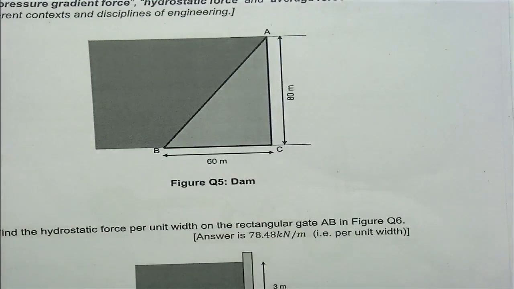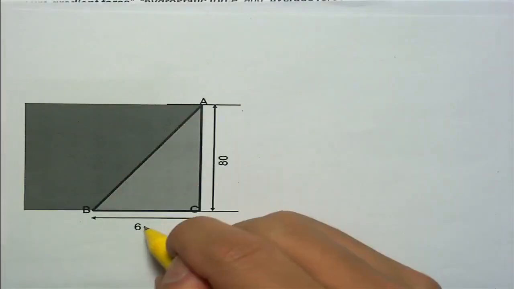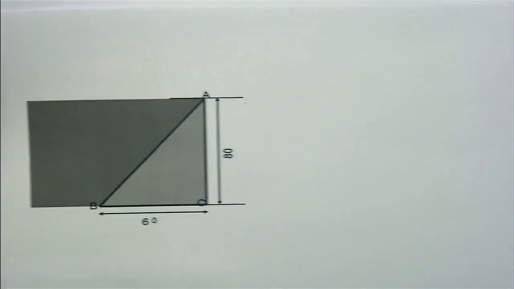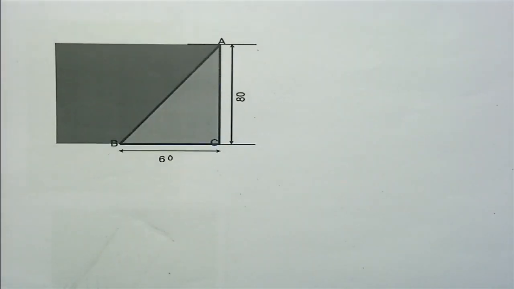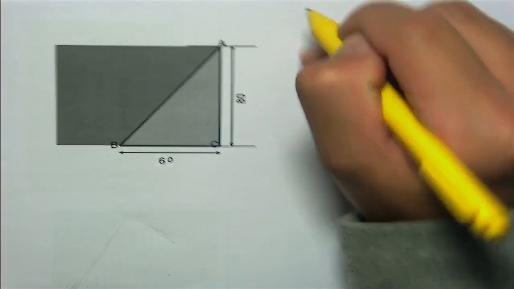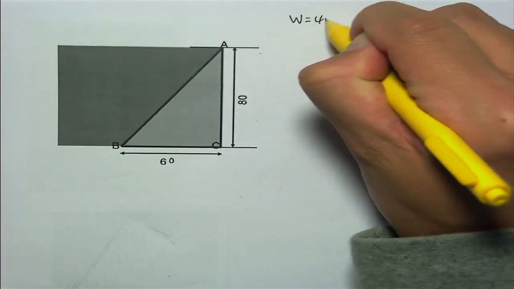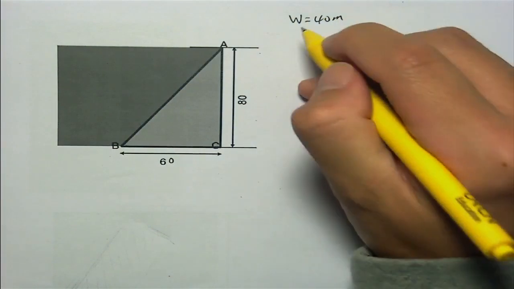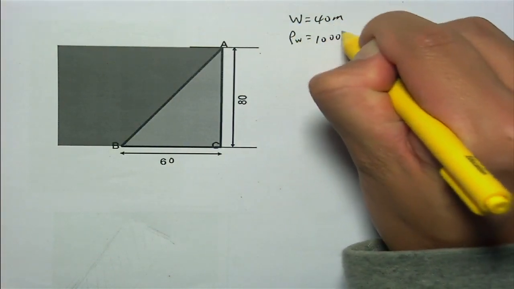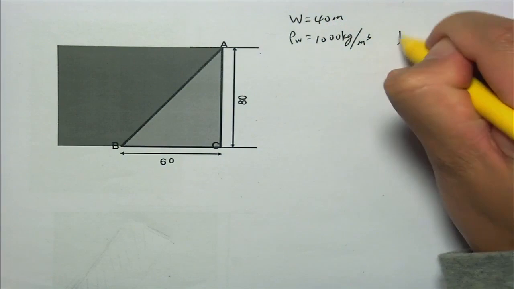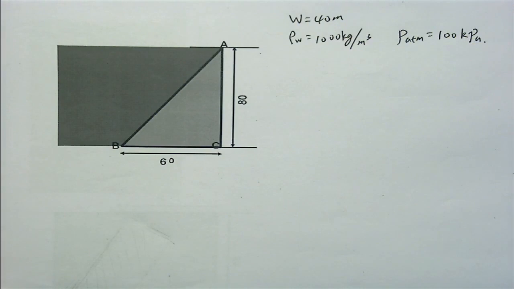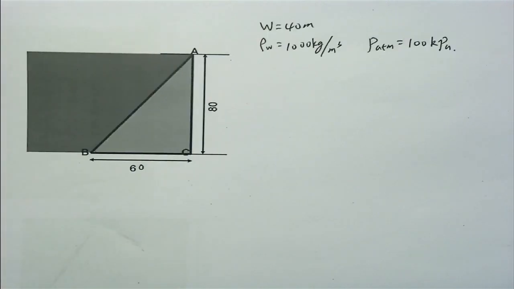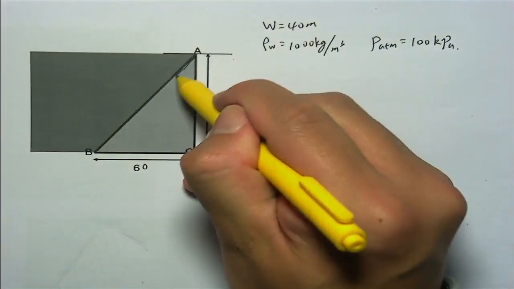From this, we know that the width of the dam is 40 meters and the water density is 1000, and also the atmosphere is 100 kPa. So we want to solve the force on the surface AB, that surface.